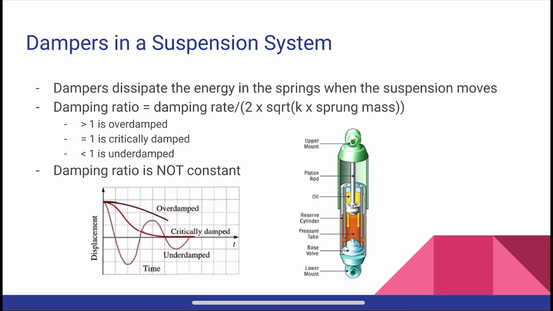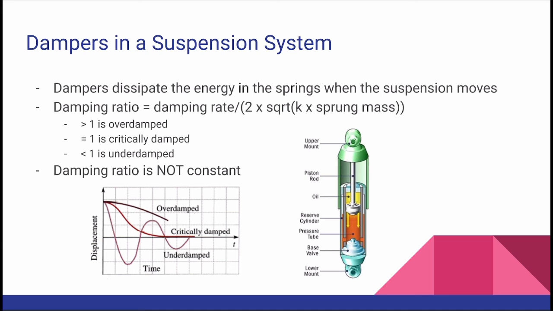The damping rate can be calculated using the sprung mass and the damping ratio. The formula for deriving the damping ratio is the damping rate divided by 2 times the square root of stiffness times sprung mass. If the damping ratio is greater than 1, the system is overdamped. If it is exactly 1, the system is critically damped. And if it is less than 1, it is underdamped. For most vehicles, the damping ratio is around 0.2 to 0.4, meaning it is an underdamped system.